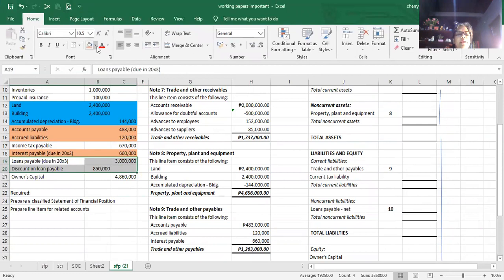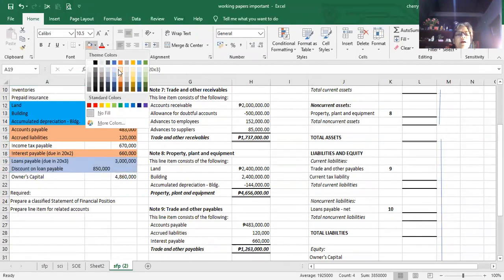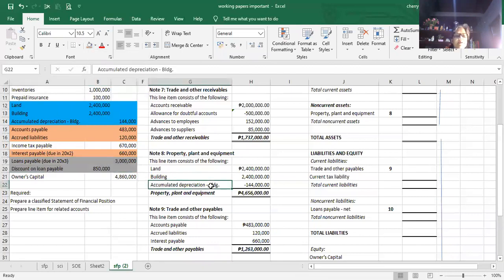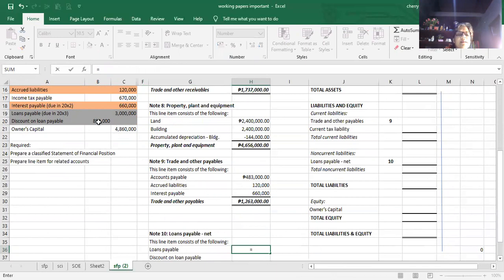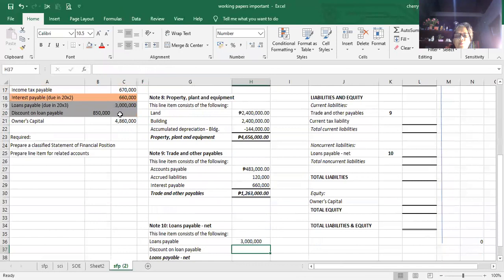Okay, let's make it gray. So this line item consists of the following: loans payable equals 3 million due in 2000x3, therefore beyond 12 months or beyond 1 year. So let's add two ciphers. Same with this, add 2 ciphers.